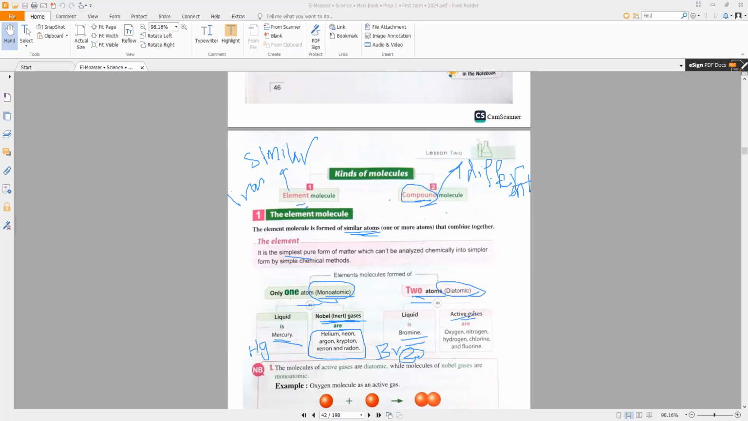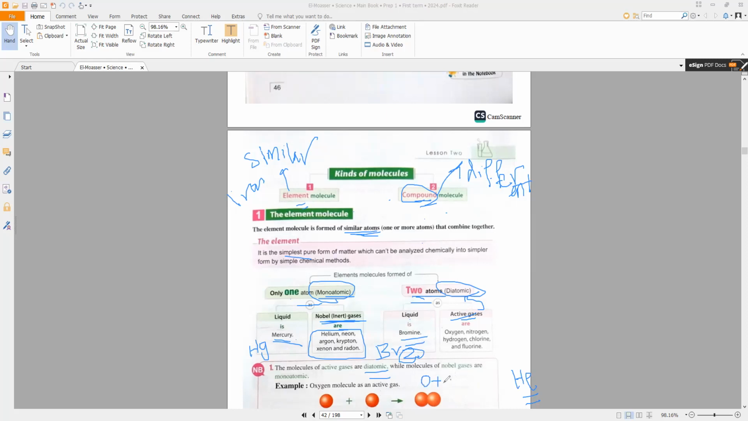Gases like oxygen, nitrogen, hydrogen, chlorine, and fluorine are called active gases. They are active gases because they consist of two atoms, diatomic molecules. So the molecules of active gases are diatomic, but the molecules of noble gases are monoatomic. Why? If I want to write helium, it consists of one atom, so I will write one atom of helium. But if I want to write oxygen, oxygen consists of a diatomic molecule.